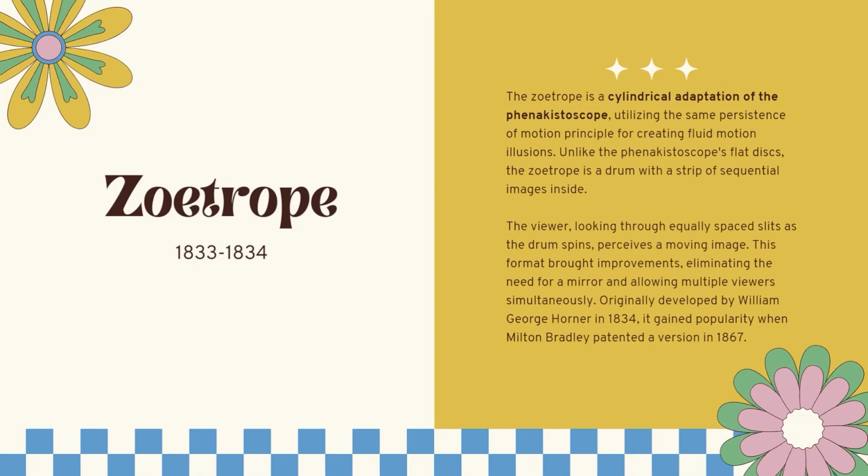The zoetrope was originally developed by British mathematician William George Horner in 1834, but nothing really happened with it for more than 30 years. But then, in 1867, the toy company Milton Bradley patented a version of the zoetrope, and it eventually became a big hit.